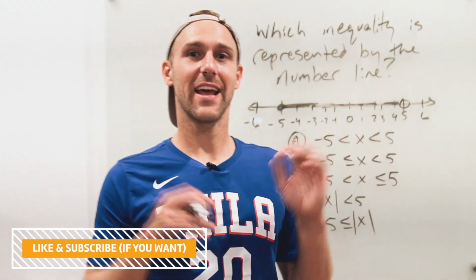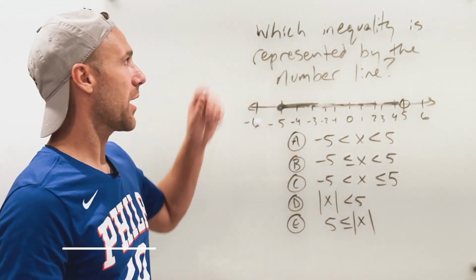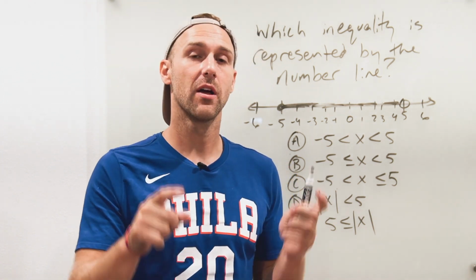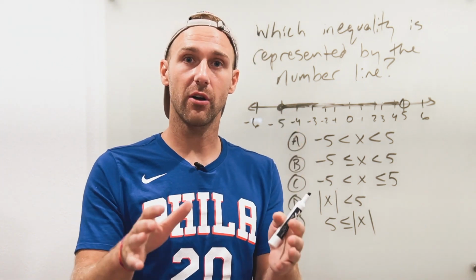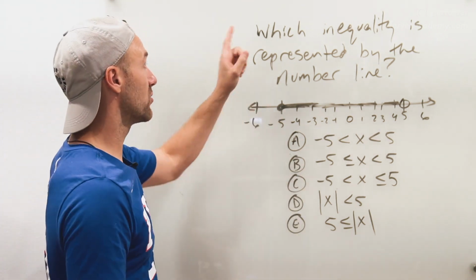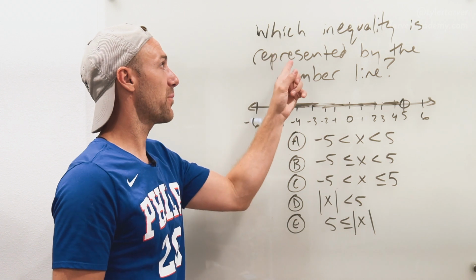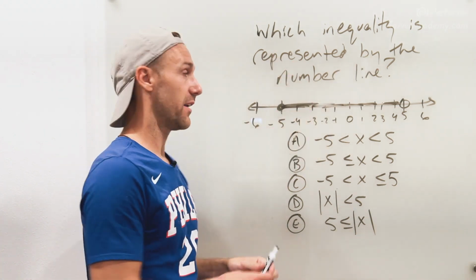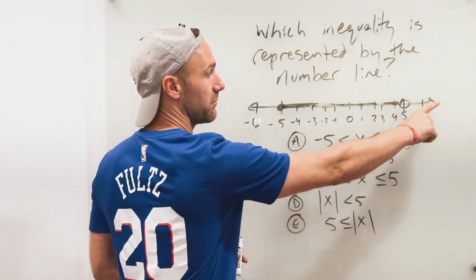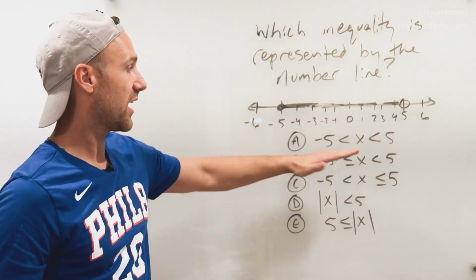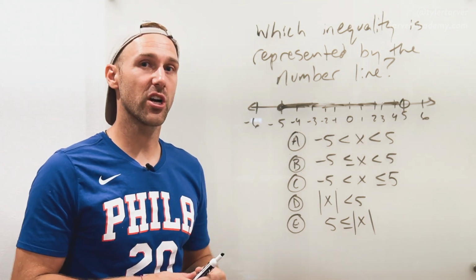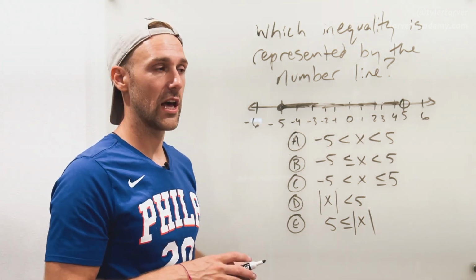So today's bell ringer, we're going to learn about number lines. You're going to give it your best shot. You're going to try to work this problem, and then I'm going to work it with you to see if you got it right. So here we go. I'm going to read it to you, and then you pause it and give it a shot. It says, which inequality is represented by the number line? And then we've got a number line, -6, -5, all the way up to +6. And then you've got your 5 options right here. So pause it, give this problem a shot, see if you can get it, and then we'll work it together.